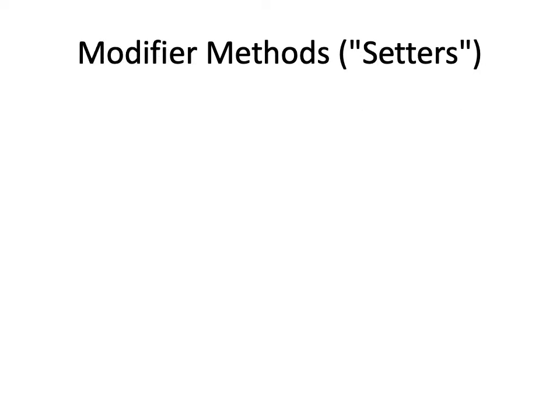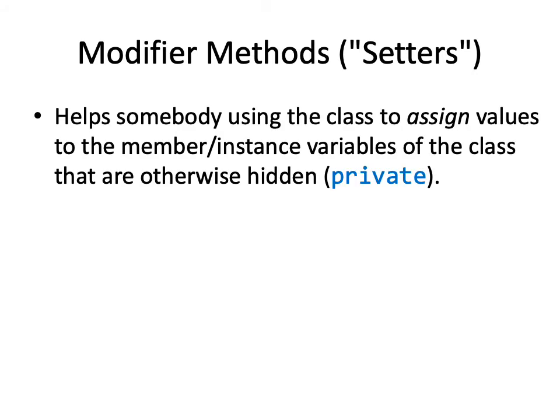Now we have modifier methods, or setter methods. What setter methods do is they help us assign values to the member or instance variables of the class that are otherwise hidden or private. And we said that we want to hide these variables away from the rest of the world.